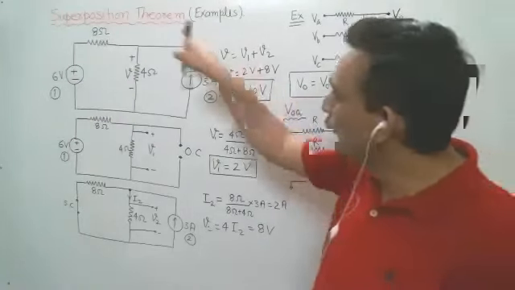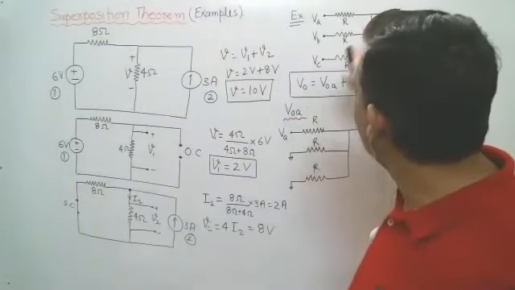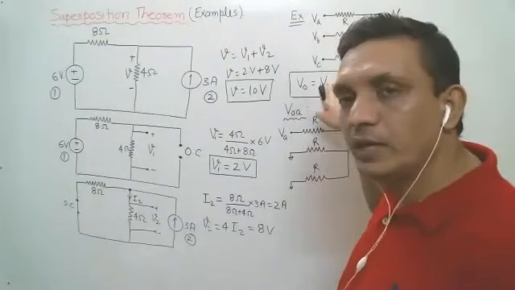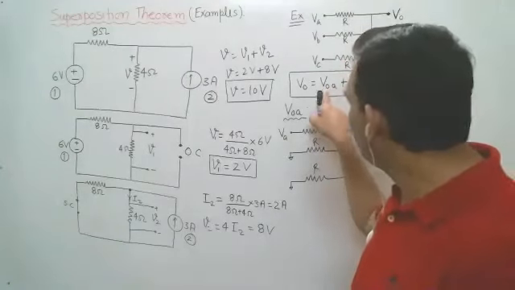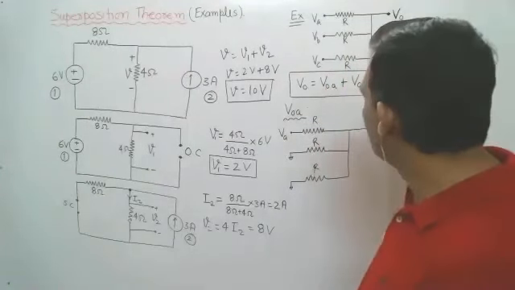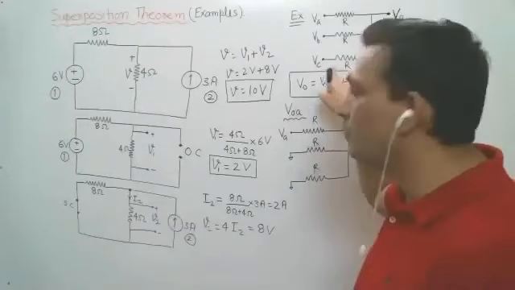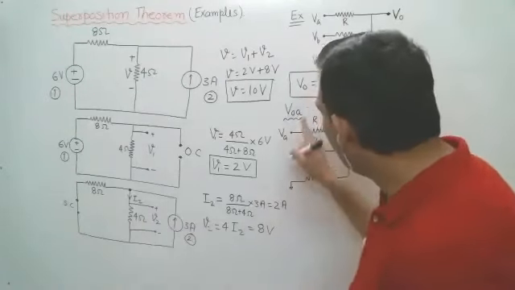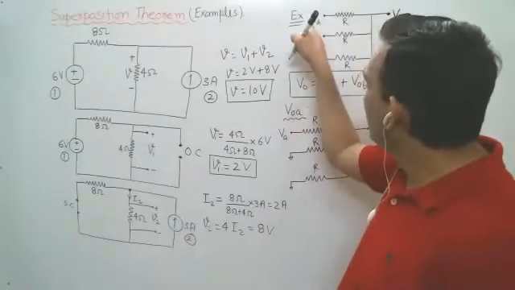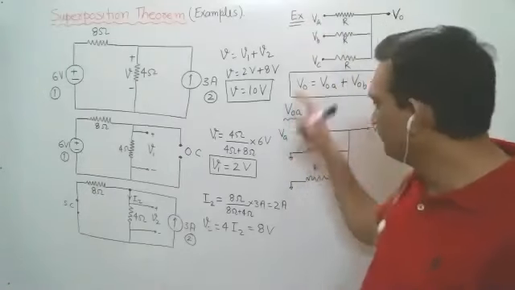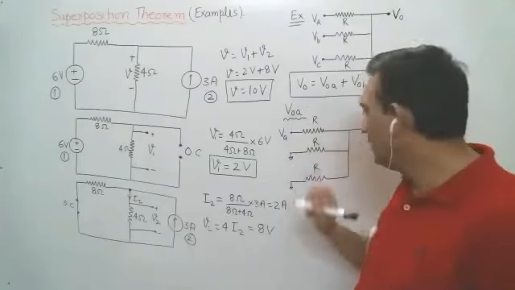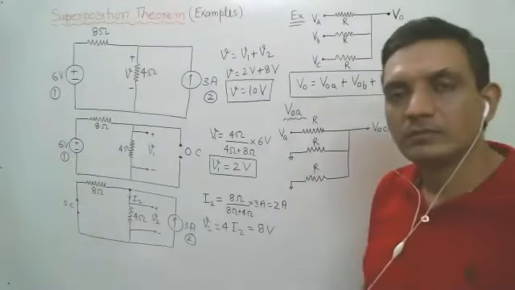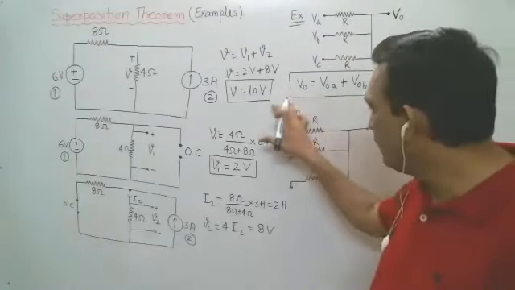So according to superposition, find the voltage due to individual source, then take the algebraic sum. So you have to find V0A, V0B and V0C. So let us see what will be V0A. Output voltage when only source A is present. So B and C are grounded, means they are short circuited. Now from this circuit, find V0A.